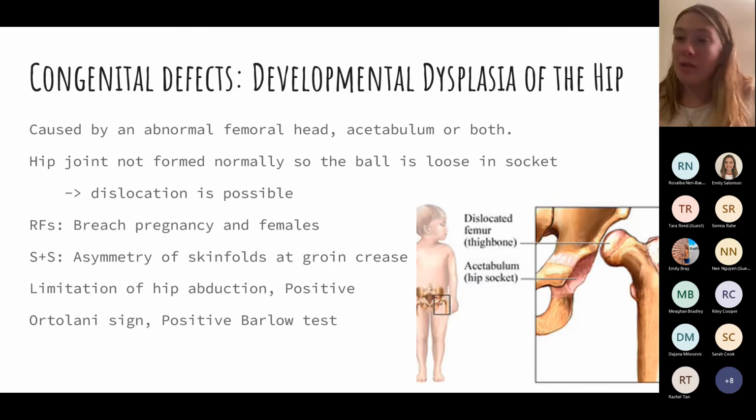Females also, simply because our pelvis and our hips are just different. They're made to be a little bit more flexible for when we get pregnant. So just keep that in mind. These patients are going to have a really hard time abducting their hip, positive Ortolani sign and positive Barlow sign. There are videos you can look up on that where they actually do show the physician manipulating the hips and showing those tests.